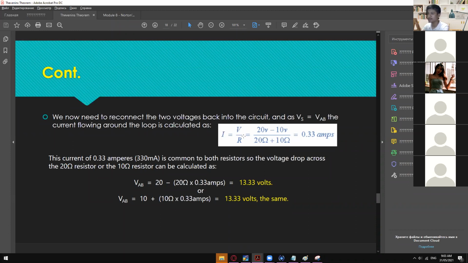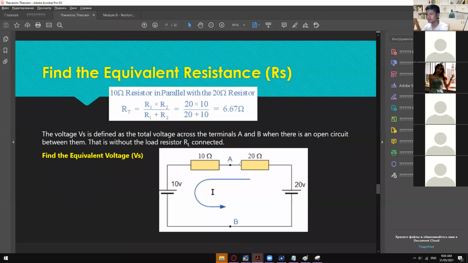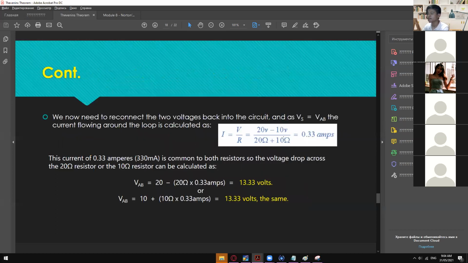In here, we simply applied the formula of Ohm's law, which is I is equal to V divided by R. So we have 20 minus 10 divided by 20 plus 10 because they are in series connection right here. It is 20 minus 10 because they have different polarity. Then after that you will get 0.33 amps.